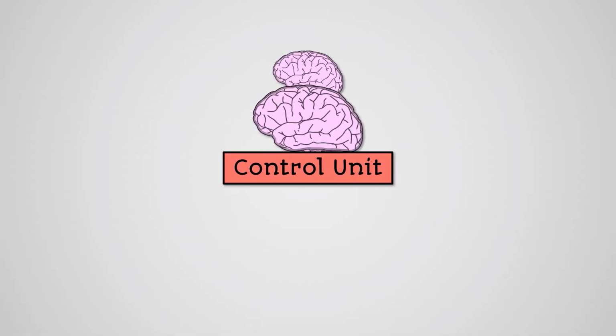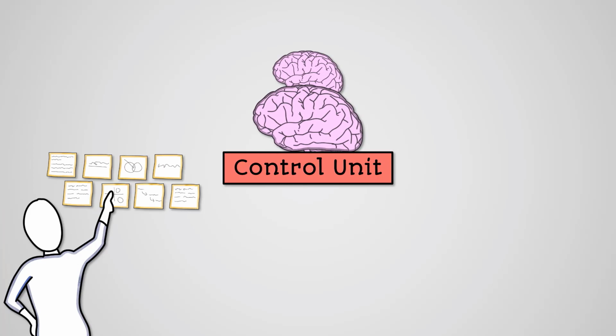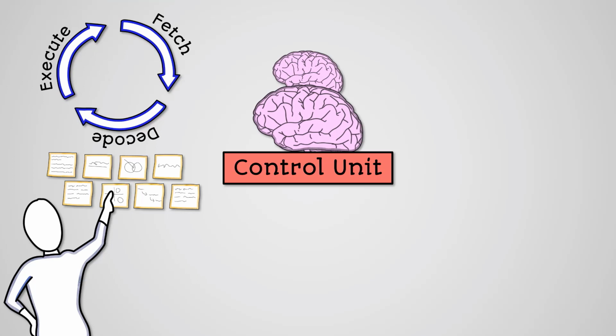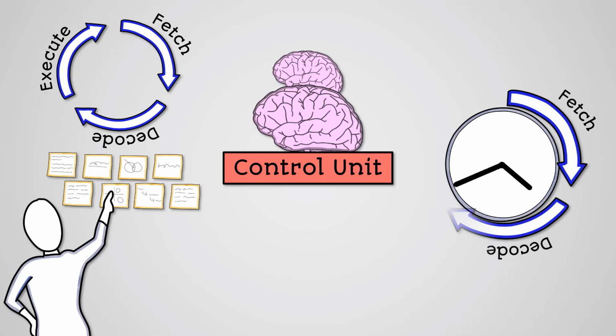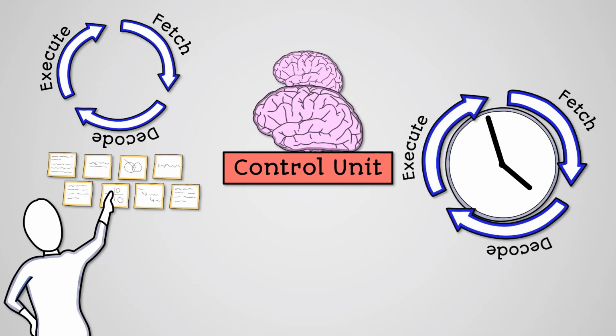The control unit is in charge of making sure that program instructions are executed in the correct order. It controls each stage of the fetch, decode, execute cycle. We'll learn more about this in our next lesson. It will make sure that your computer is working as fast as it should by managing the clock and ensuring it is synced with the fetch, decode, execute cycle. The control unit is also responsible for decoding what a particular instruction means before carrying it out.